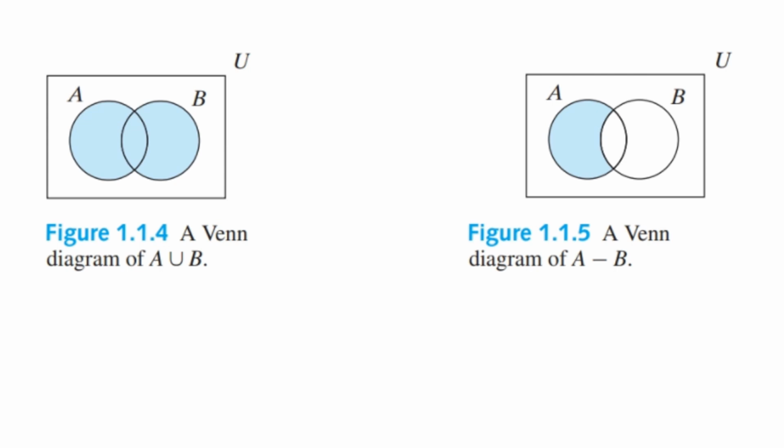We can also do colorations of descriptions. So on the left-hand side you see A union B, and on the right-hand side you see a Venn diagram representing A minus B.